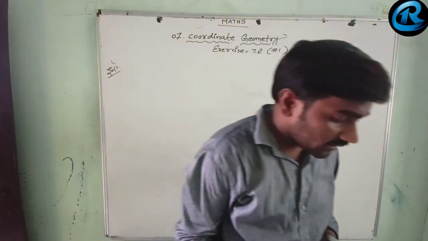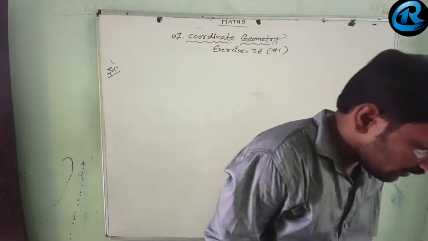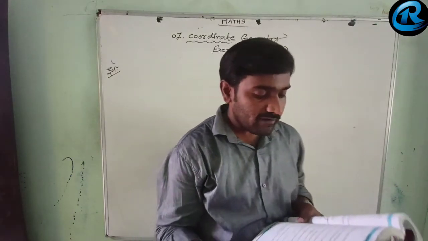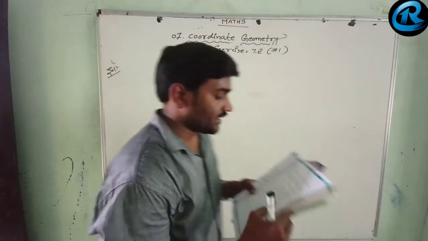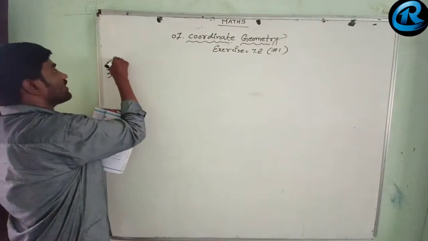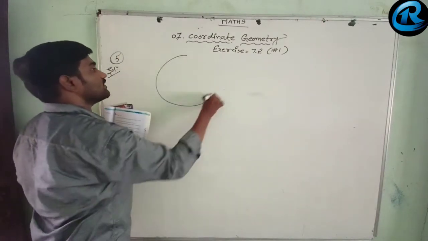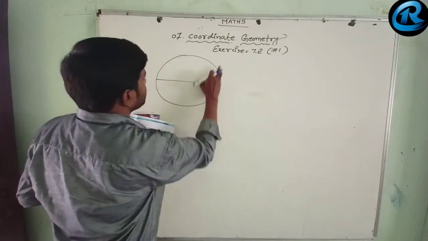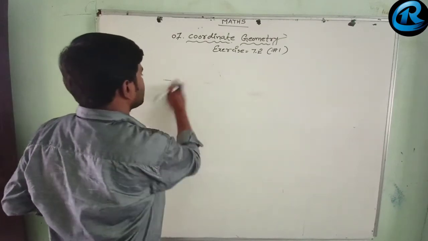And here the question number 5: find the point A where AB is the diameter of the circle. Here AB is a diameter. AB is a diameter of the circle.